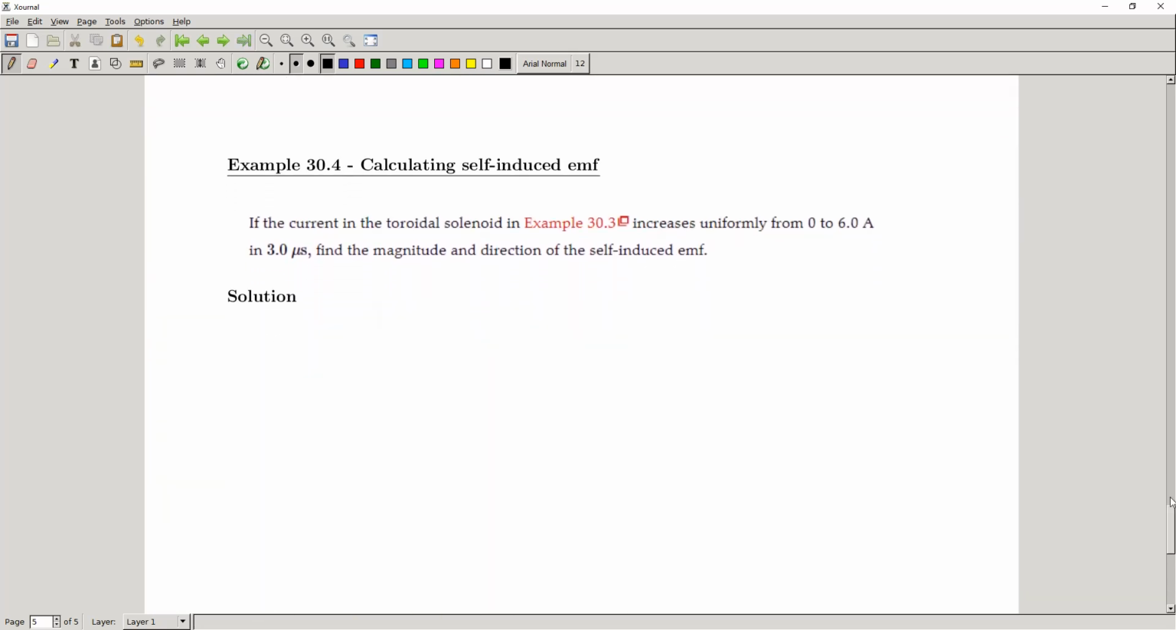So this is example 30.4 from the text. It's the last example in this section. We're going to be calculating the self-induced EMF. So let's say that we are looking at this problem. We have the current in the toroidal solenoid in the example we just did above increasing from 0 to 6 amps, right? So we have I going from 0 to 6 amps, and it's doing this in a time equal to 3 times 10 to the minus 6 seconds.